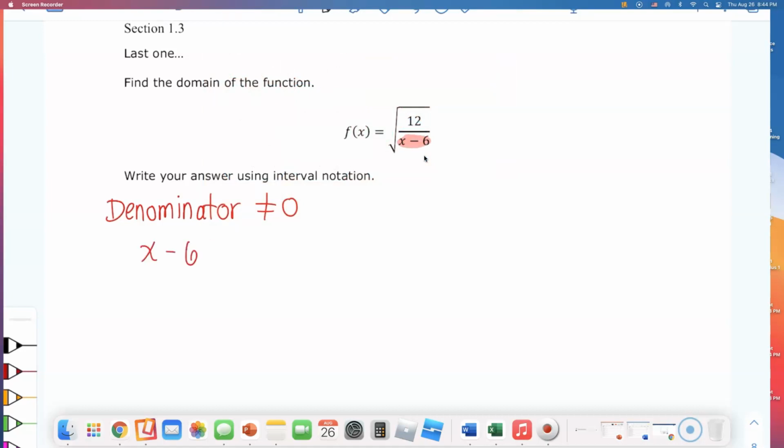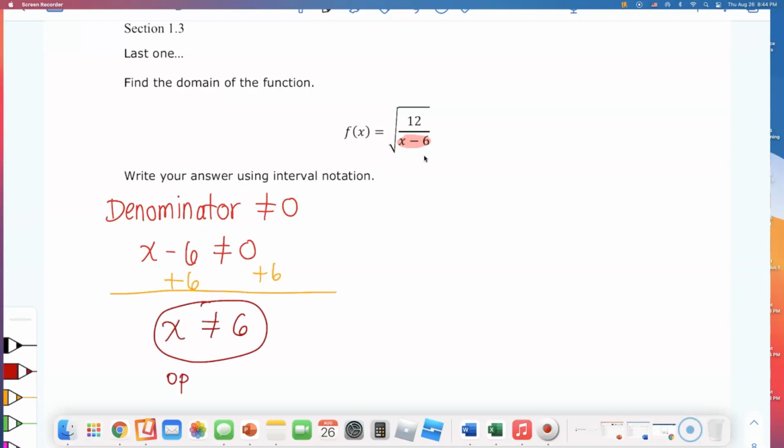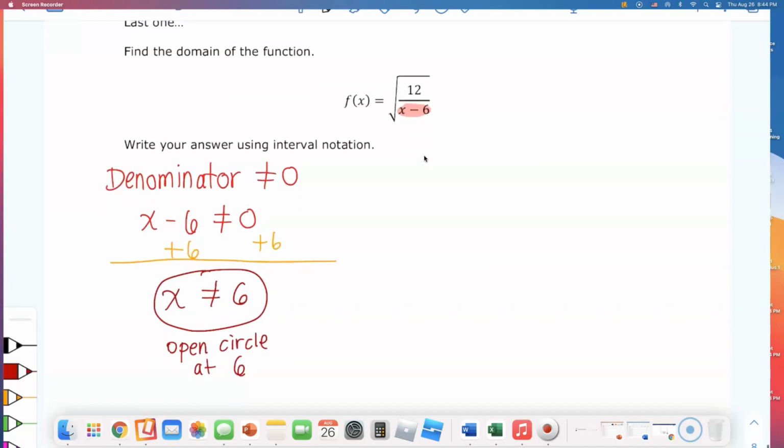X minus 6. So we know that x minus 6 can't be equal to 0. Add 6 to both sides. Plus 6, plus 6. What do we have? X can't be equal to 6. So we're going to draw an open circle at 6. Okay, we're going to draw an open circle at 6.